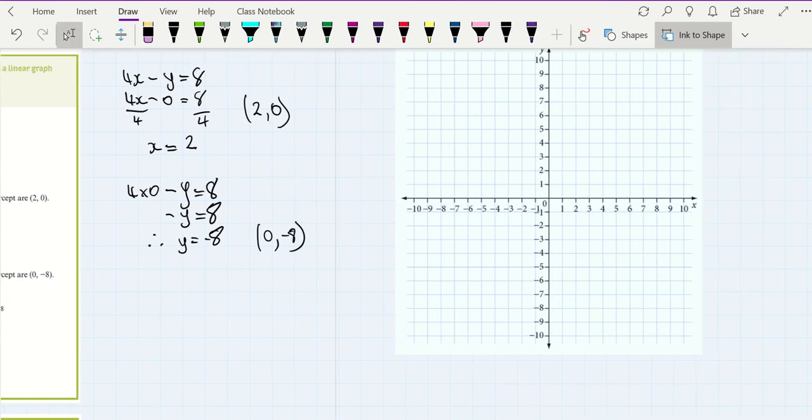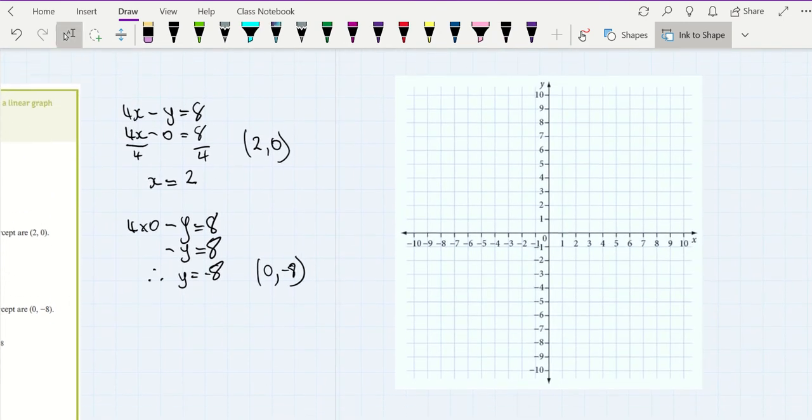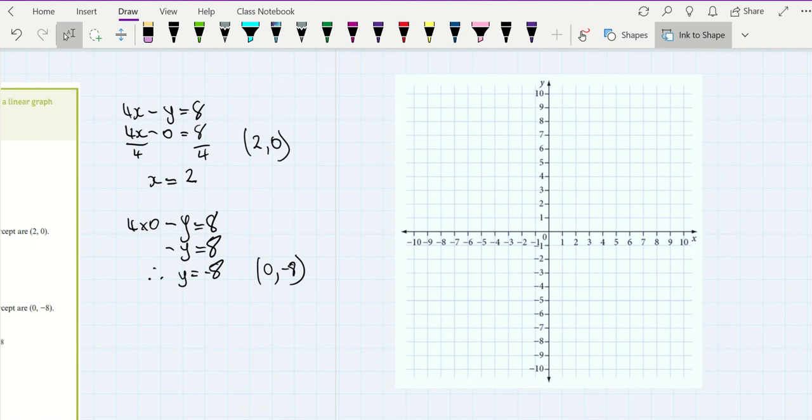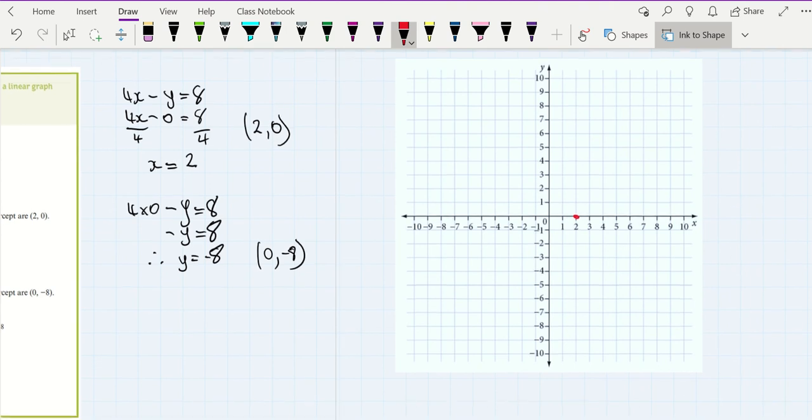So let's plot these 2 points on our line. We'll read the first set of coordinates first. When x equals 2, y equals 0. And then when x equals 0, y equals negative 8. So we've got our 2 points, and then we just connect the dots.